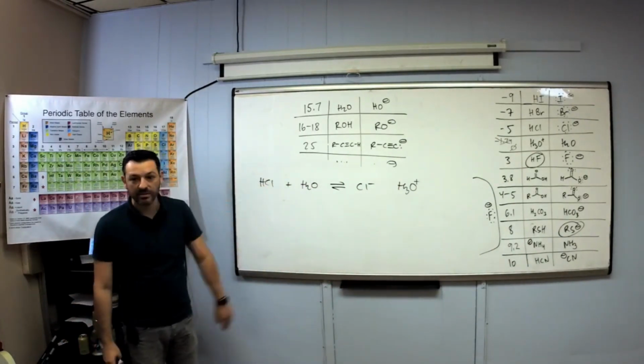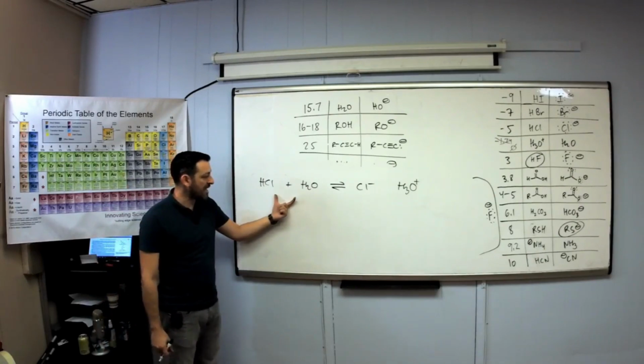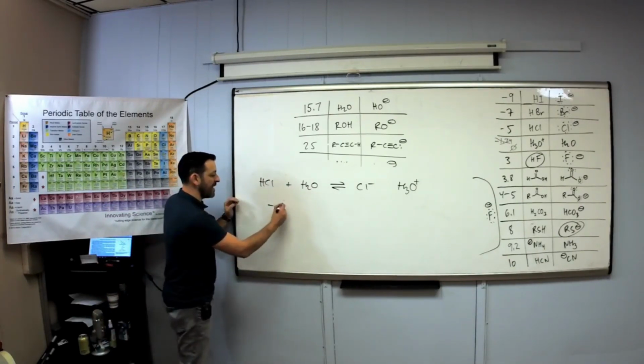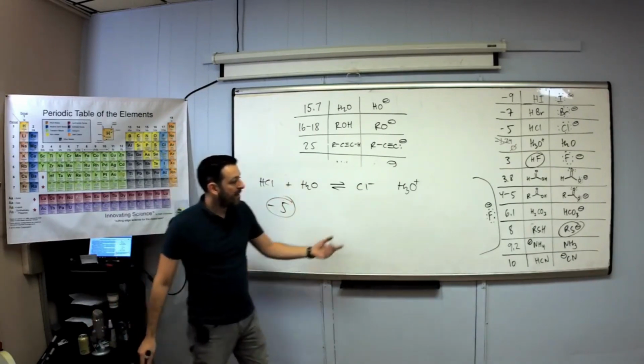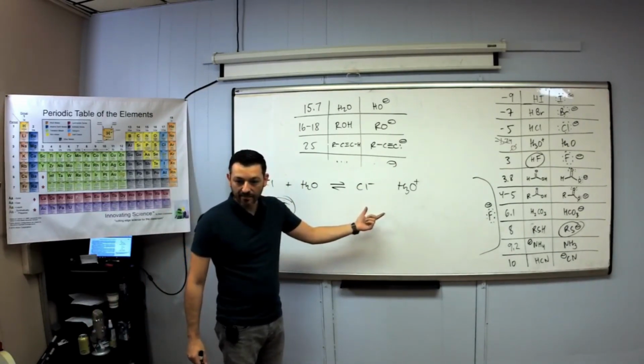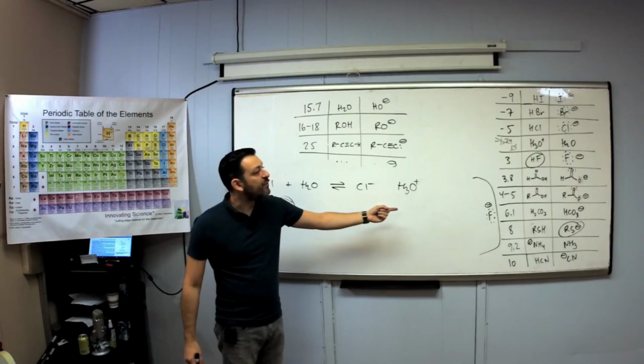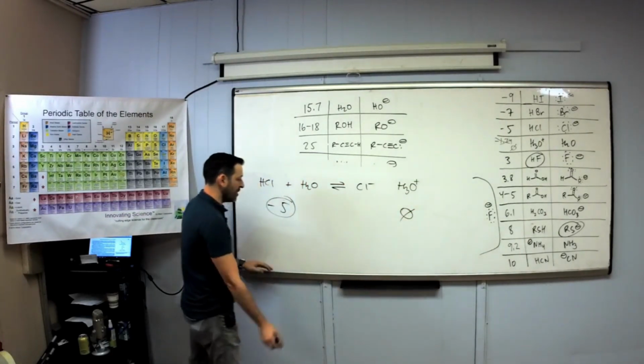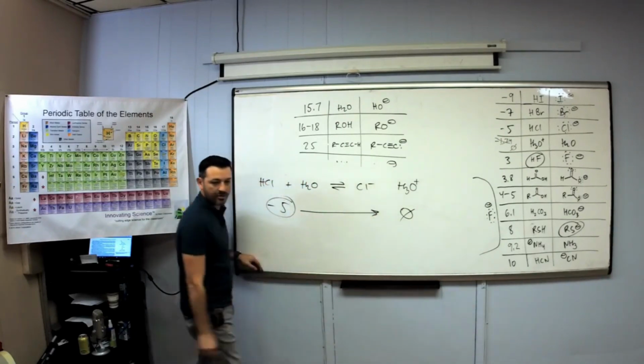But why don't we use this? What's the conjugate acid on this side? It's HCl, not the water. The pKa of HCl is -5. What's the acid on this side? H3O plus. It doesn't matter if you use their number, -1.74, or my number, 0. From the smaller to the bigger number, it goes in this direction.